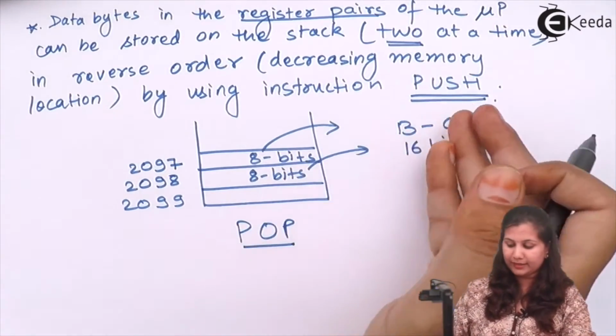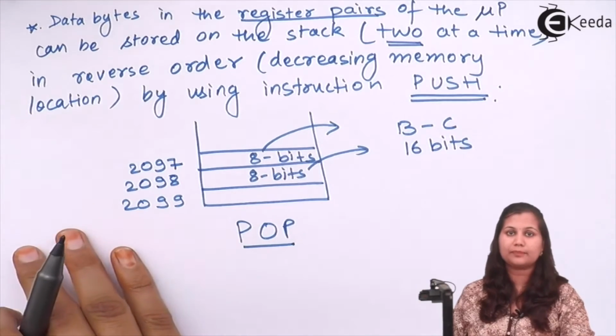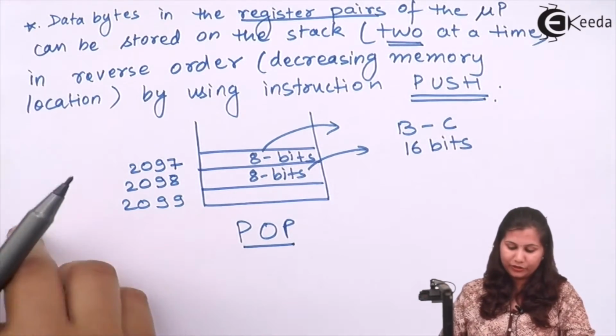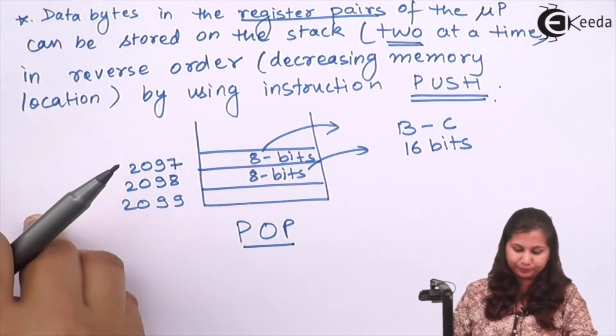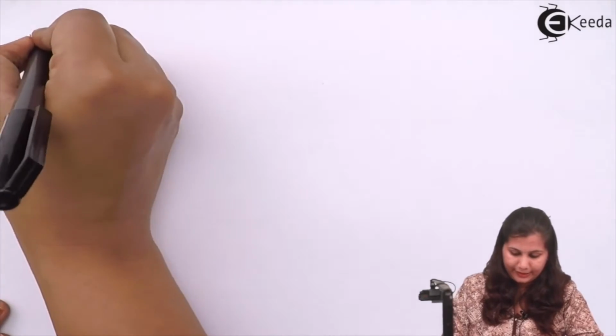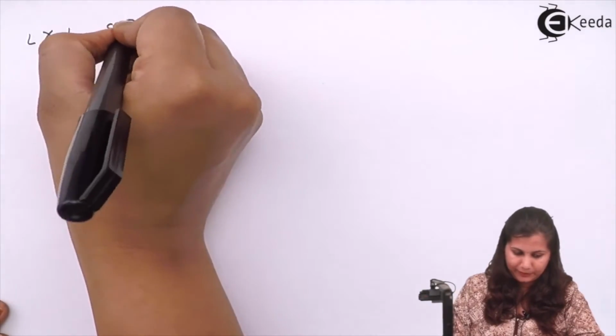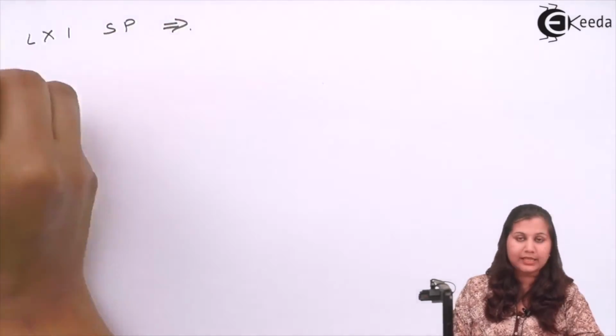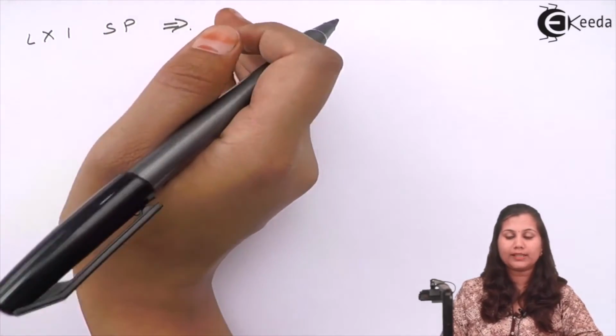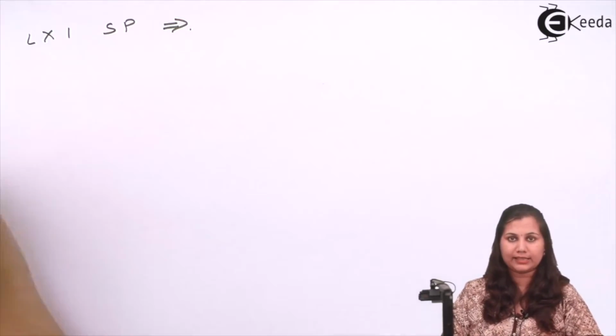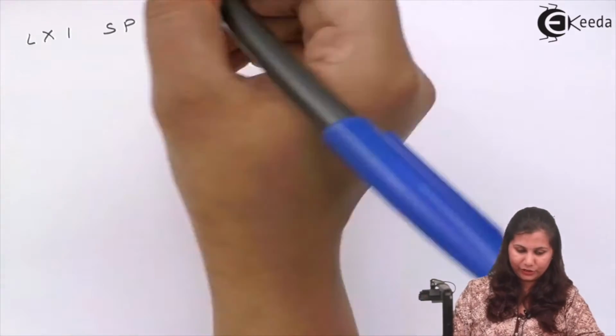So let's study these two instructions, PUSH and POP, which are used in the stack. The first instruction is LXI SP. This instruction is used to load the 16-bit memory address in the stack pointer for the initialization of the stack.